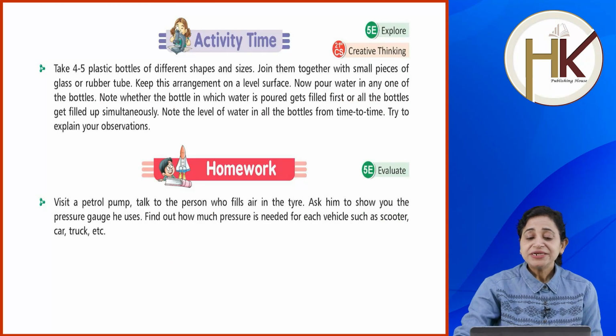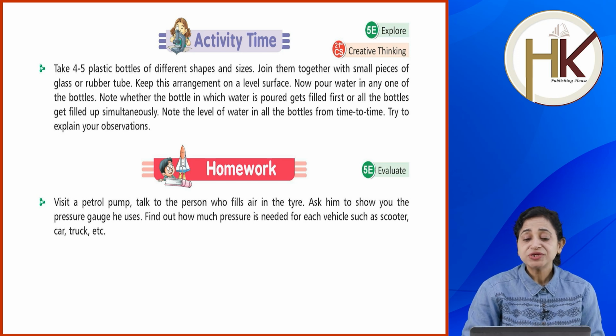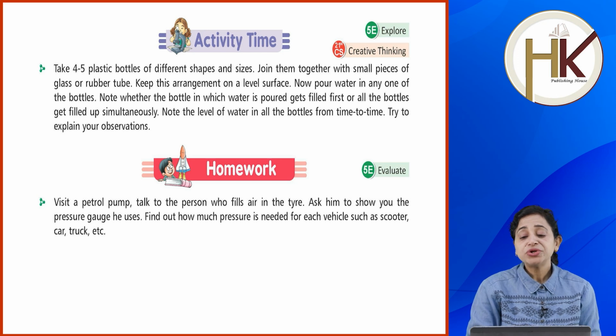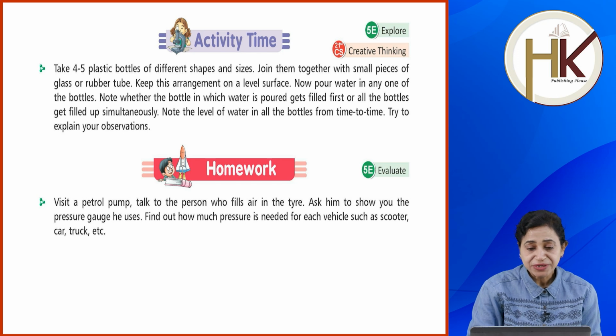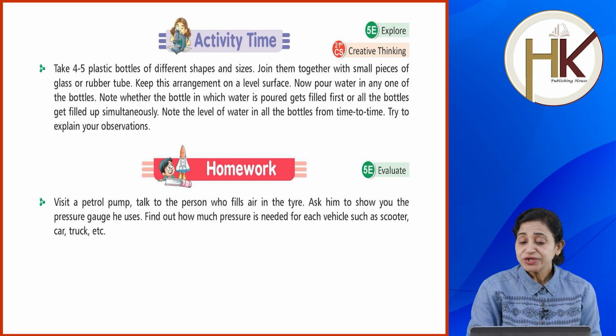Activity time. Do this activity by taking 4 to 5 plastic bottles of different shapes and sizes, and join them together with small pieces of glass or rubber tube. Keep this arrangement on a level surface. Now pour water in any of the bottles. Note whether the bottle in which water is poured gets filled first or all the bottles get filled up simultaneously. Note the level of water in all the bottles from time to time and try to explain your observations.